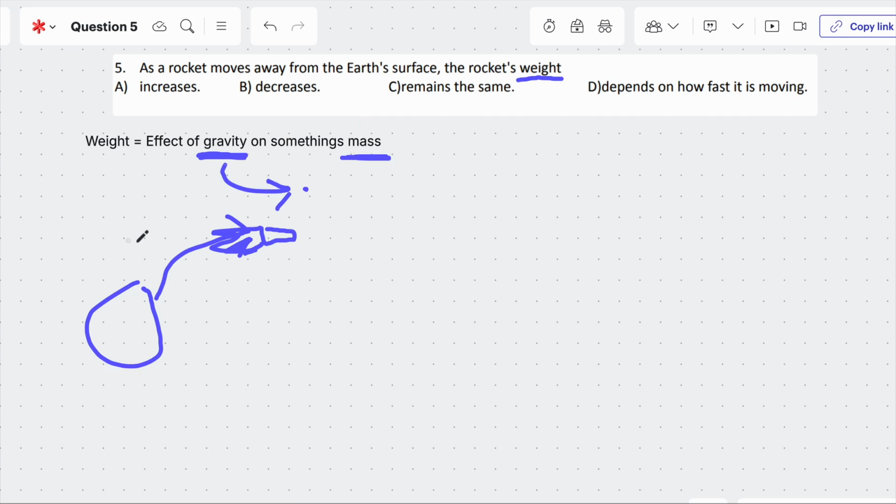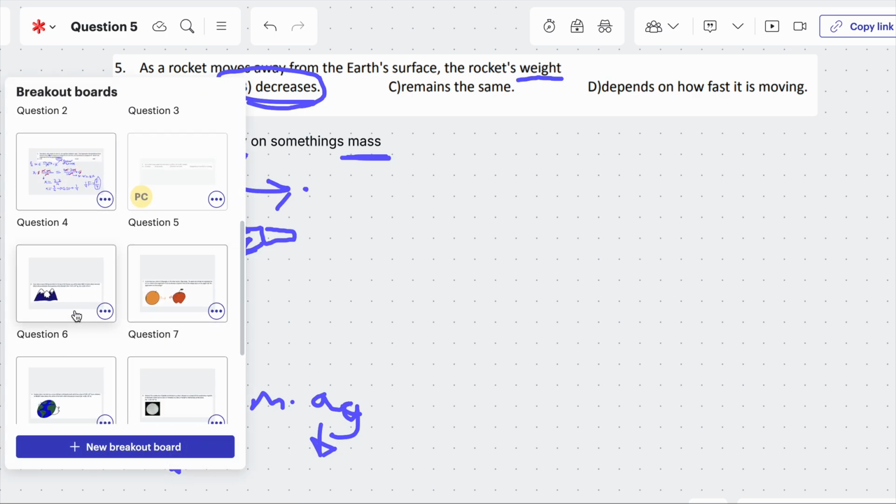Mass stays the same, but if we think of weight as our force of gravity equaling mass times acceleration, which we can think of as the acceleration of gravity, if gravity gets weaker, this number gets smaller, which means our force of gravity gets smaller. So, the weight would decrease. If that explanation seemed kind of weird, that's fine. Basically, the farther away you get from a planet, the weaker the gravity, which means gravity has less of an effect on something's mass, meaning its weight is lower.